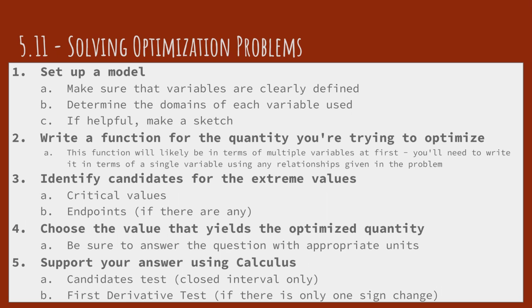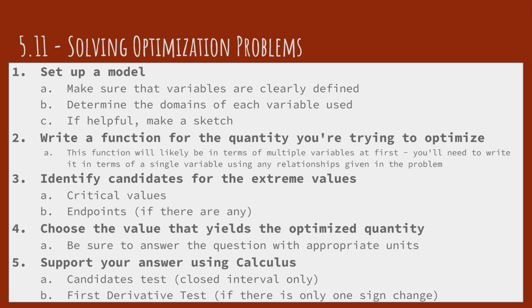Then we're going to choose the value that gives the optimized quantity, the number of units that we want to produce and sell to maximize our profit. We're going to look at the domain from step 1 and make sure that we're within that domain. We want to make sure that when we choose that value, we actually answer the question. The question might ask, how many units should we produce? Or the question might ask, what is the profit? So we want to make sure that we're answering the question with appropriate units.